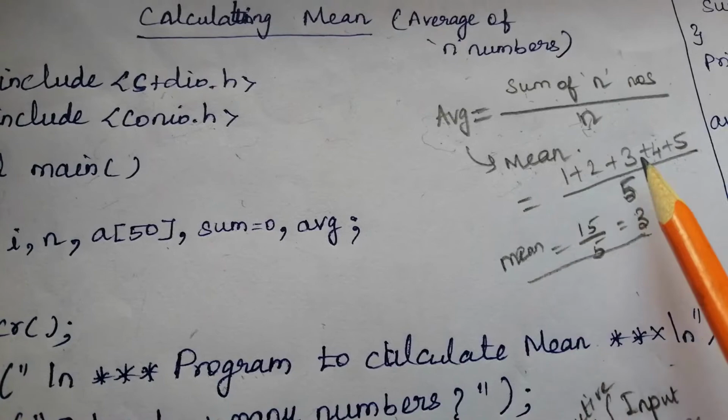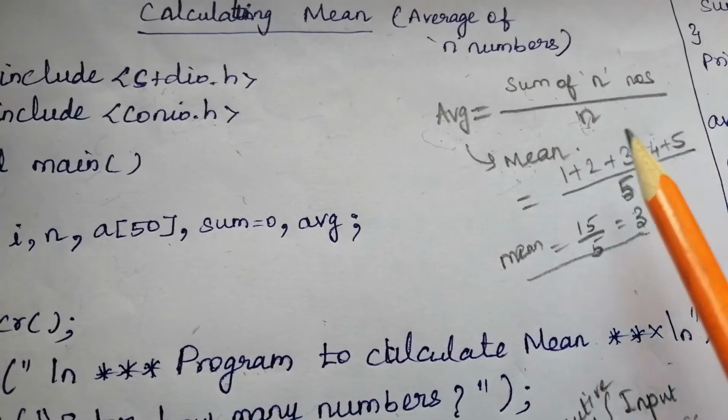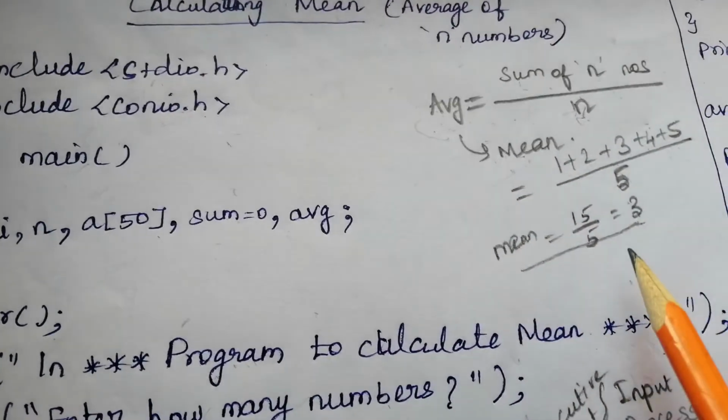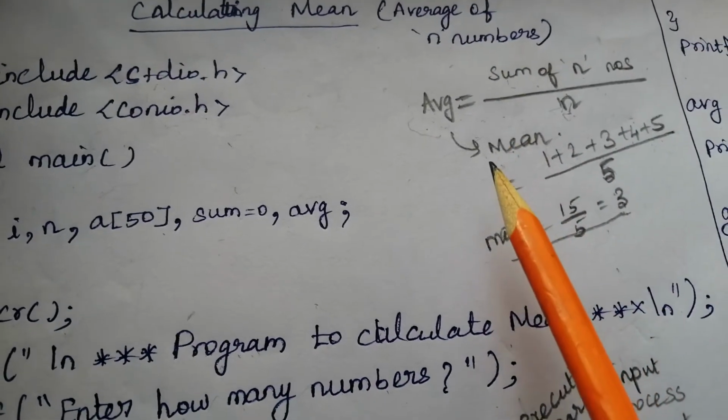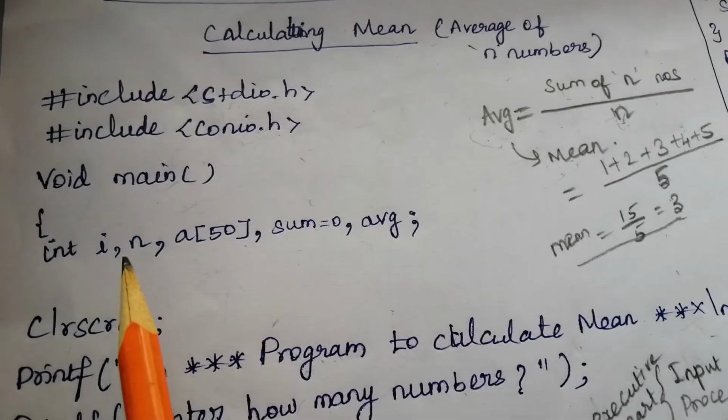So I have given 5 numbers: 1, 2, 3, 4, 5. For that I have found the mean value, which is 3. So this is the way to calculate the mean value. Now we'll write the C program.